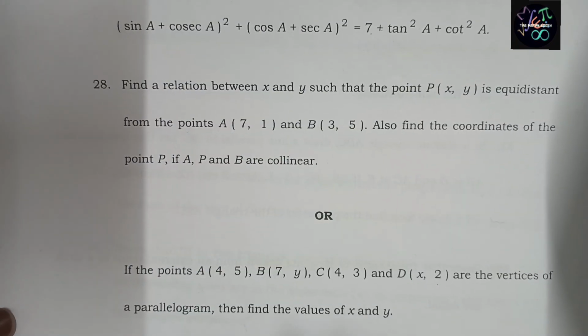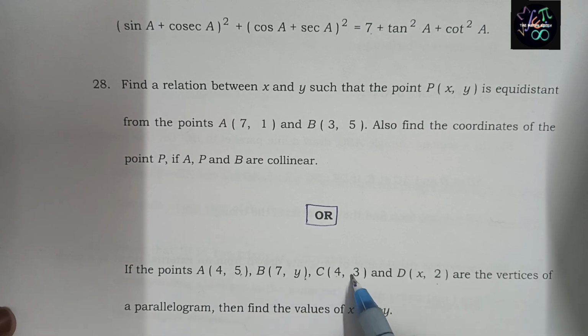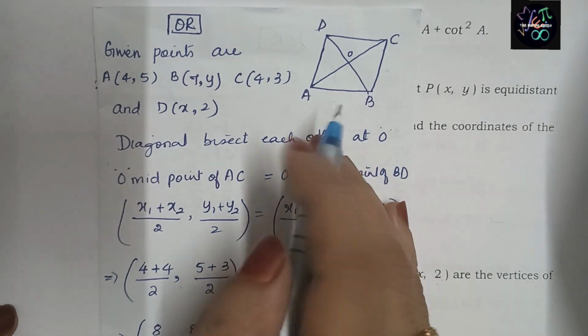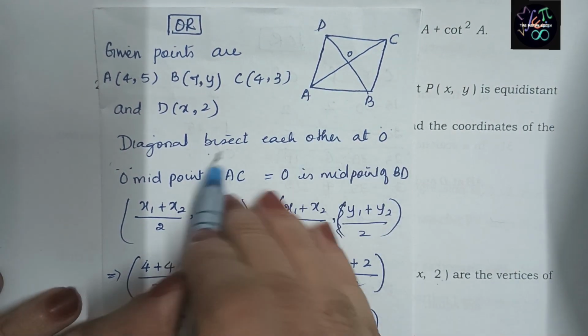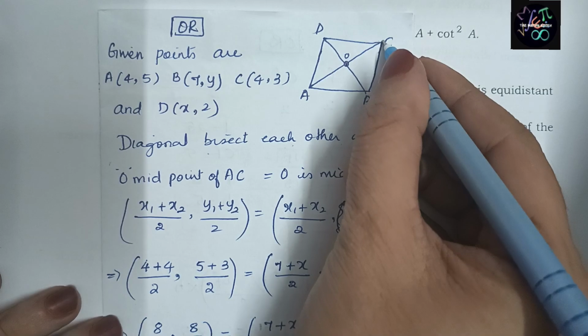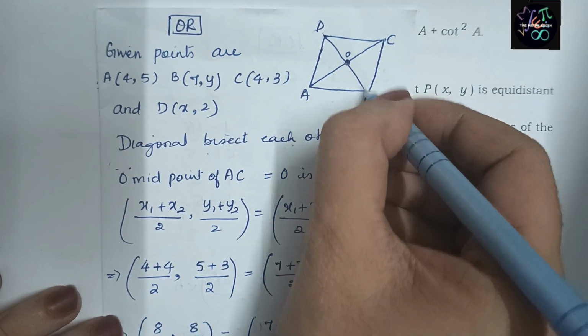Here we have the OR option for this question. If the points A(4, 5), B(7, y), C(4, 3) and D(x, 2) are the vertices of a parallelogram, then find the values of x and y. Here I have solved this problem. This is the parallelogram, and we know the diagonals bisect each other at O. So that means O is the midpoint of AC and also the midpoint of BD.